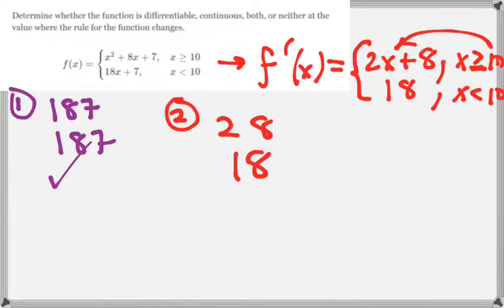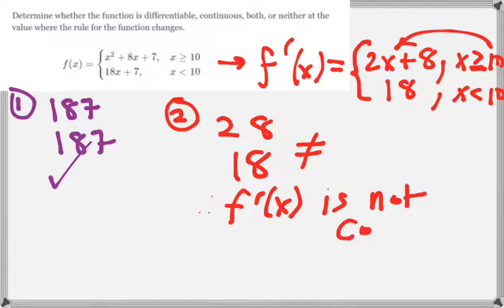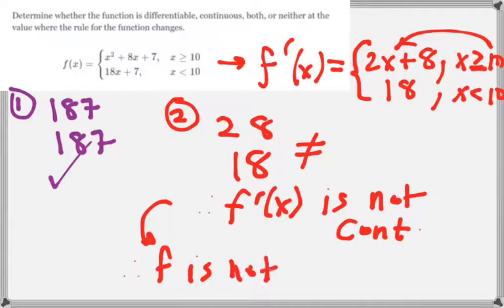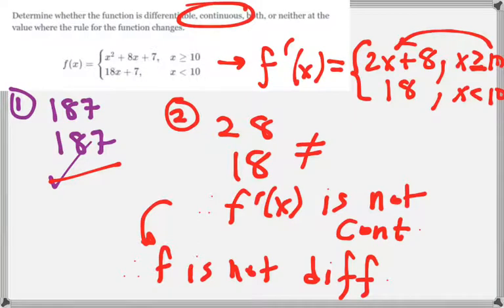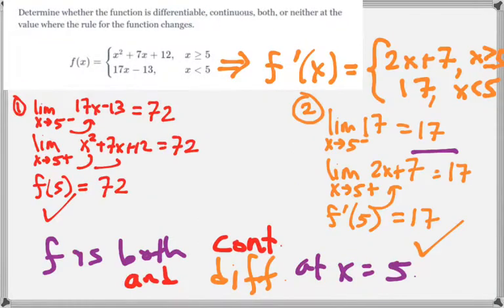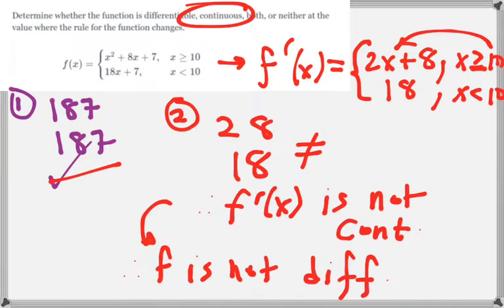This would graphically be represented as a sharp change in the point. So this is going to be a non-differentiable point. These are not equal, therefore f prime of x is not continuous. And if f prime of x is not continuous, therefore f is not differentiable. It is continuous, however, so we've established that, so the correct answer to this is it's just continuous. It's not continuous and differentiable like the previous one was, where both it and the derivative were continuous. Here, just the original function is.